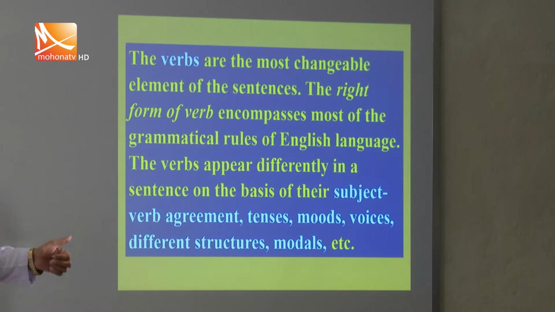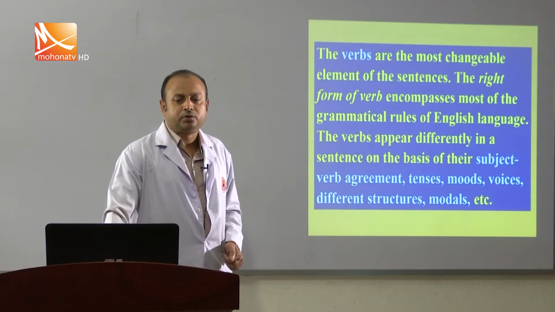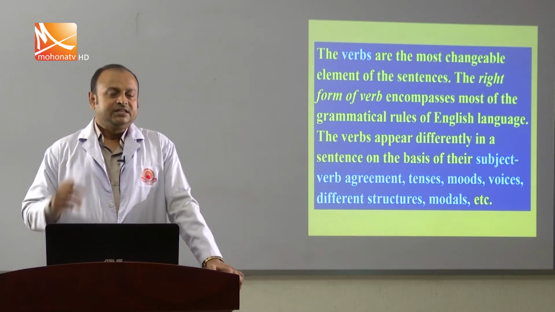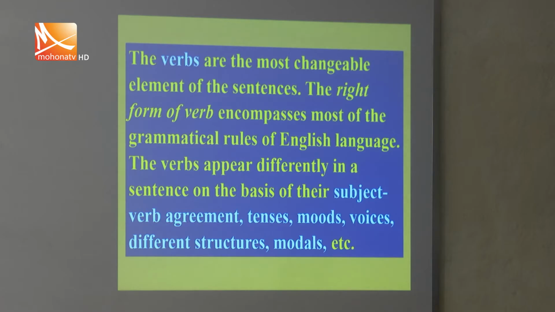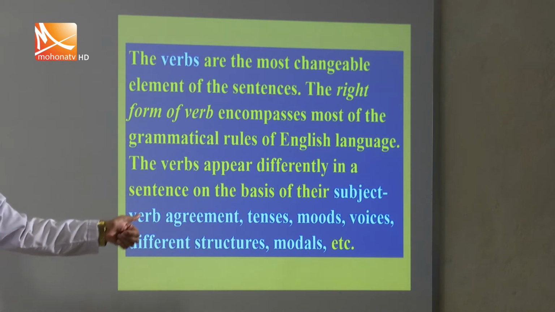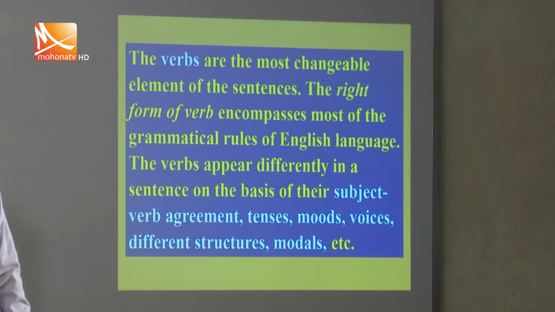The verb appears differently in a sentence on the basis of their subject, verb, agreement, tenses, moods, voice, different structures, modals, etc. So, especially in this section, we have to know some rules regarding that item: subject, verb, agreement, tense, moods, voice and different structures and modals, my students.